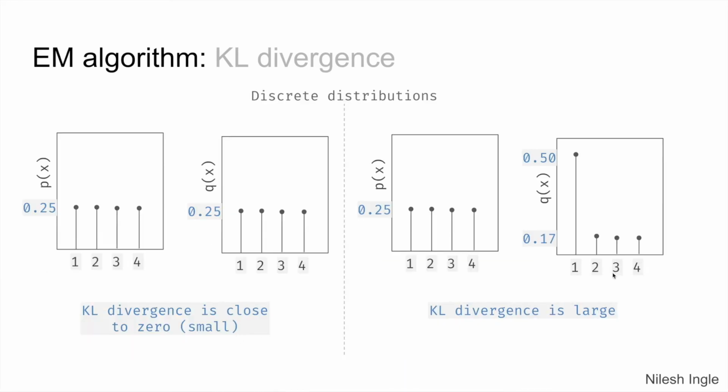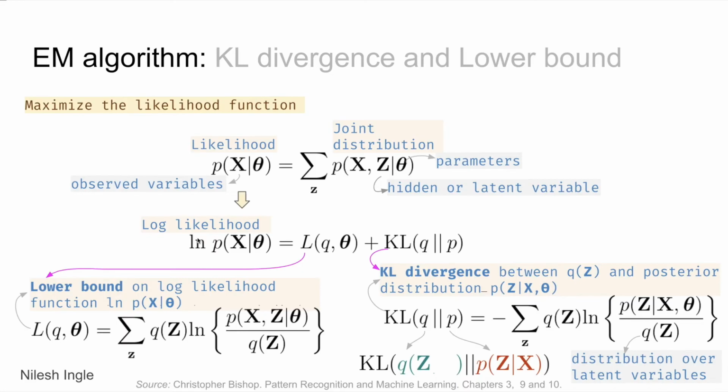And on the other hand, if we see a large difference between the two distributions, then the KL divergence is large, and so we'll continue to iterate through the optimization process. So here what we are trying to do is maximize the lower bound. What that does is it reduces the KL divergence, and that in turn maximizes the log likelihood.